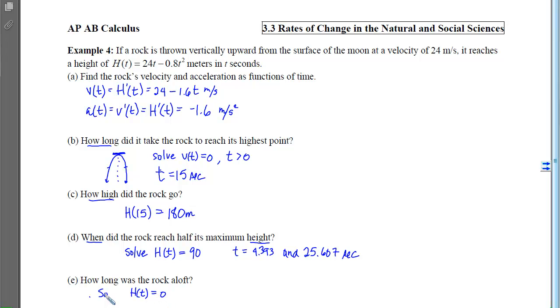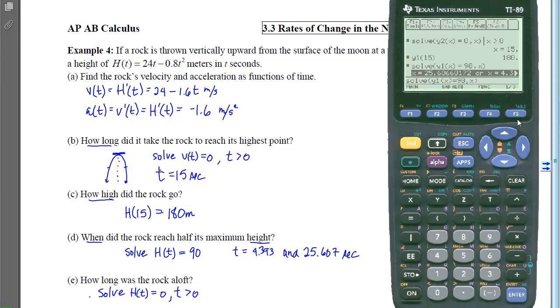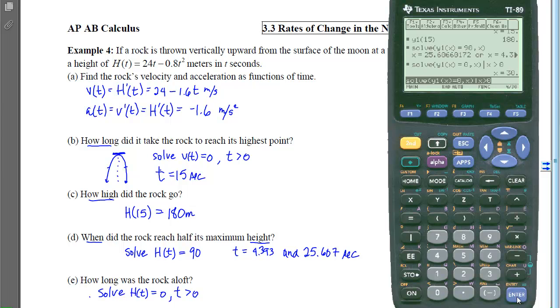So again, we're going to solve for when y1 of x equals 0, and we want to make sure that we look for time that is bigger than 0. So back to our calculator, we're going to solve and just change that 90 to a 0. And then we're going to limit our hunt to values of x that are positive. Hit enter, and we get 30 seconds.